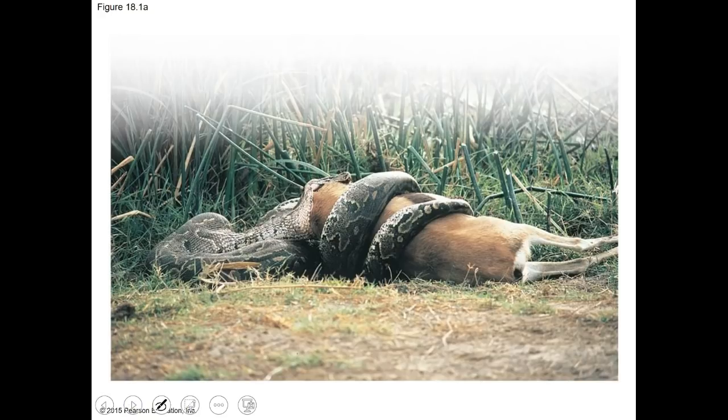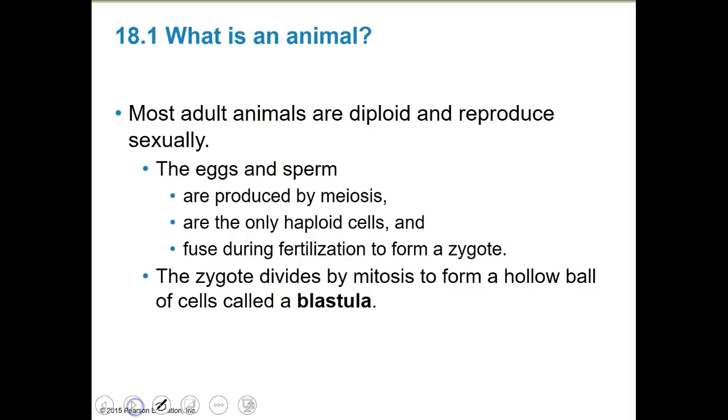So we can even look at the snake, a lovely, delightful picture of a giant snake eating some sort of tetrapod animal that it is devouring. That's the way they work. So what's an animal? Most adult animals are diploid, so they have 2 copies of all their chromosomes, and they reproduce sexually.